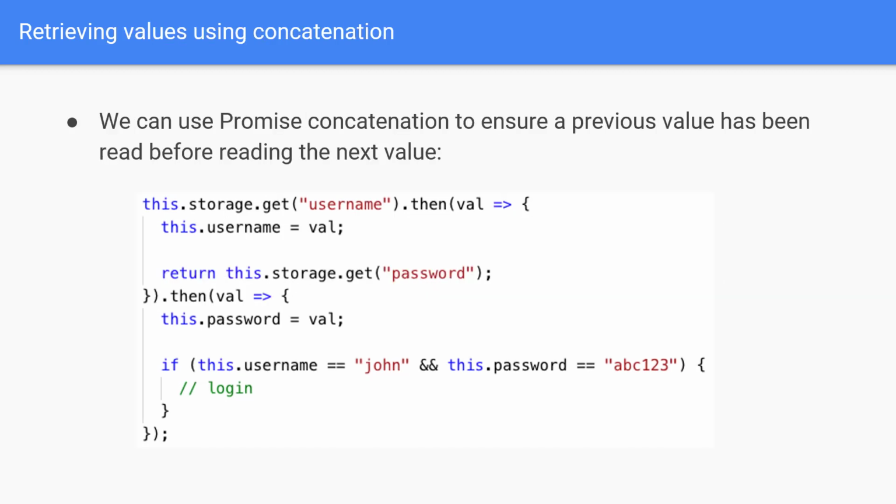We can use promise chaining to ensure a previous value has been read before reading the next value. When the first promise is resolved, the returned value is assigned to this.username. Only then does the second promise begin, which when resolved, saves the returned value to this.password. Finally, the username and password are compared for authentication.